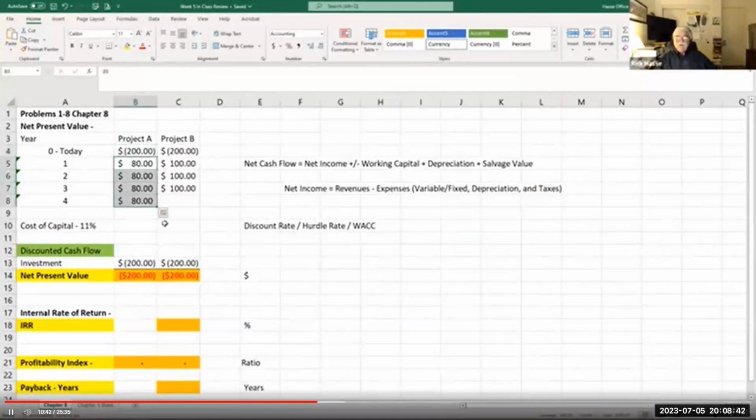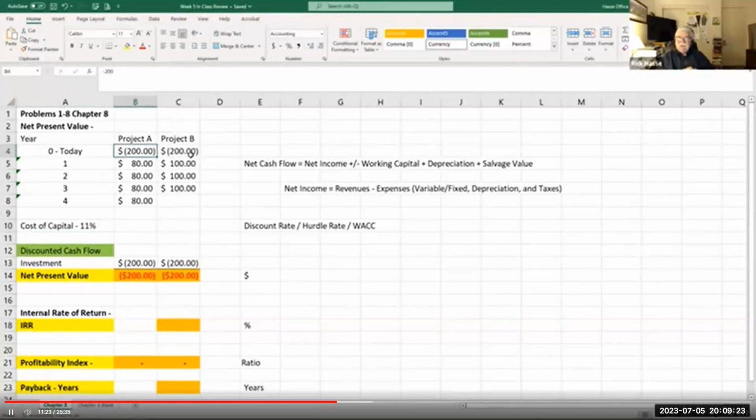Another thing you need to know in this analysis, besides the investment, how many years, and the cash flow, is what is the cost of capital? What is the discount rate? What is the hurdle rate? What is the weighted average cost of capital? All 3 are different names for the same thing. How much is it costing us to get this $200? Well, in this example in the textbook, it's costing us 11% to get this $200. Pretty expensive money. Probably the company's credit rating is not that good, or in high inflation times like we're in now, interest rates go up. Whatever, that's what it costs us to get the money, 11%.